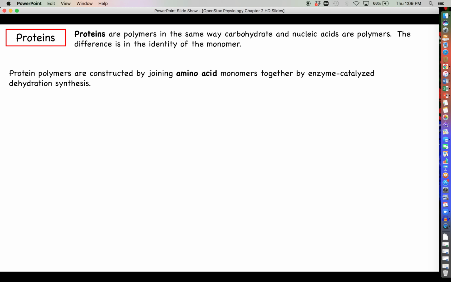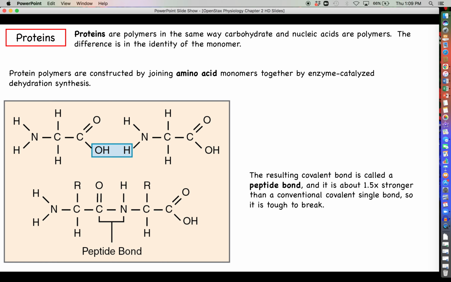Now, the same thing applies for proteins, except again, in this case, the monomer is going to be different. These monomers are called amino acids. But ultimately, everything else should still apply. These monomers are going to be attached to one another by enzyme-catalyzed dehydration synthesis. When you get to Chapter 3 next time, you're going to learn that in the case of making proteins, this enzyme activity comes from the ribosome. So you'll learn all about that in Chapter 3.